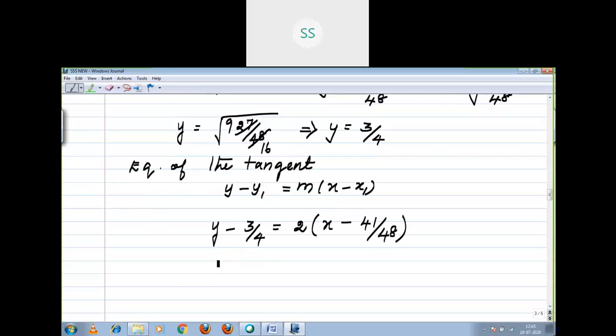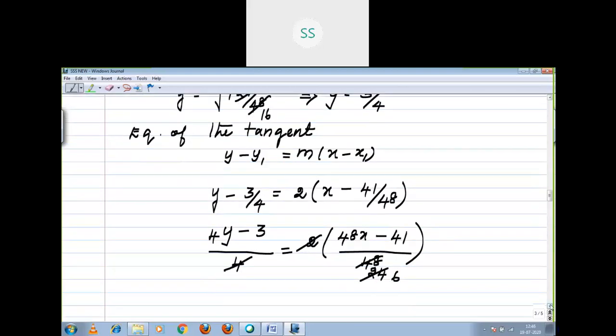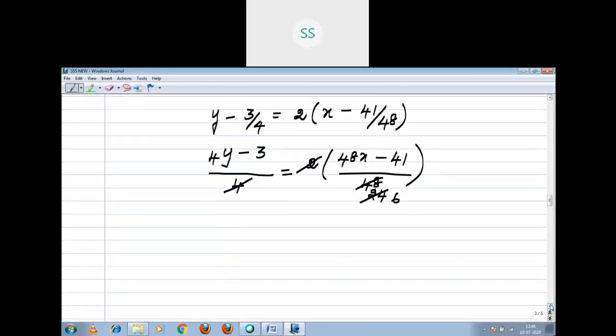Now, you have to cross multiply, that is LCM. 4y minus 3 divided by 4 equal to 2 into 48x minus 41 divided by 48, right? Now, 2 ones are 2, 24, 4 ones are 4, it becomes 6. Then you cross multiply. What can you get? 6 into 4y, 24y, right? Cross multiply, right?